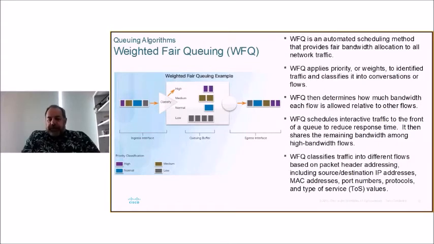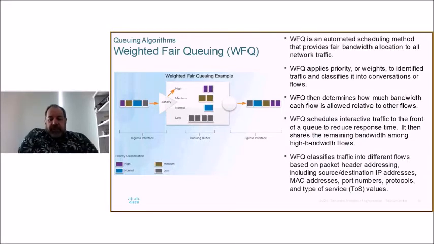Weighted fair queuing, or WFQ, is an automated scheduling method that provides fair bandwidth allocation to all network traffic. It applies priority or weights to identify traffic and classifies it into conversations or flows. WFQ then determines how much bandwidth each flow is allowed relative to other flows. It schedules interactive traffic to the front of a queue to reduce response time. It then shares the remaining bandwidth among high-bandwidth flows.